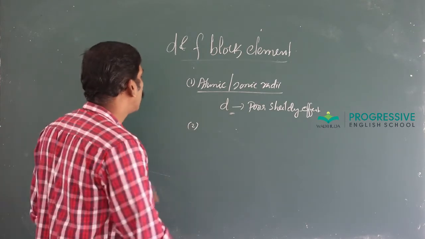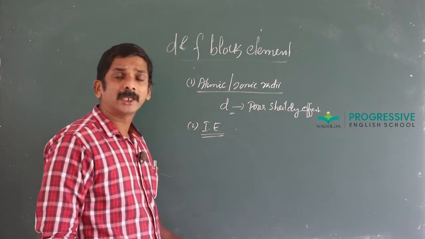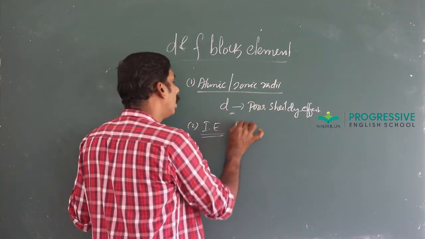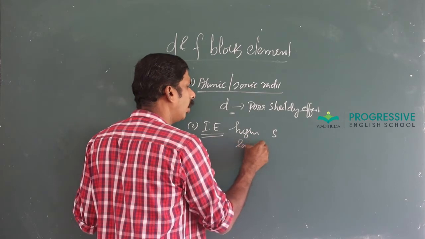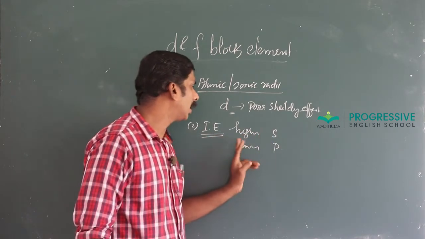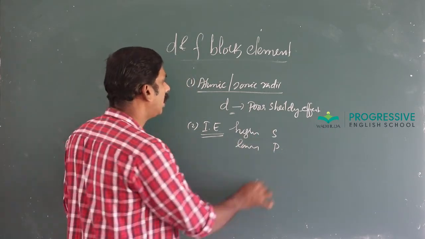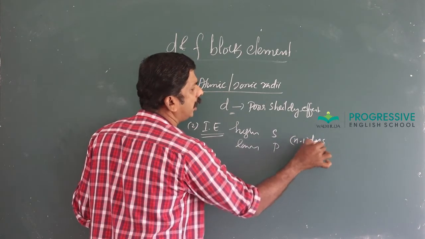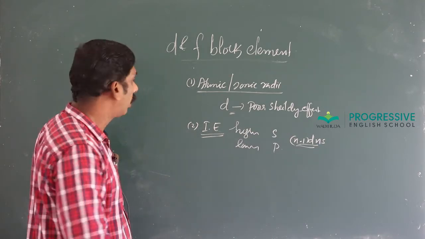Next one is ionization enthalpy. The ionization enthalpy of transition metals is higher than that of S block elements and lower than that of P block elements. It is mainly due to the (n-1)d configuration and a strong bond between the d and the outermost s electrons.